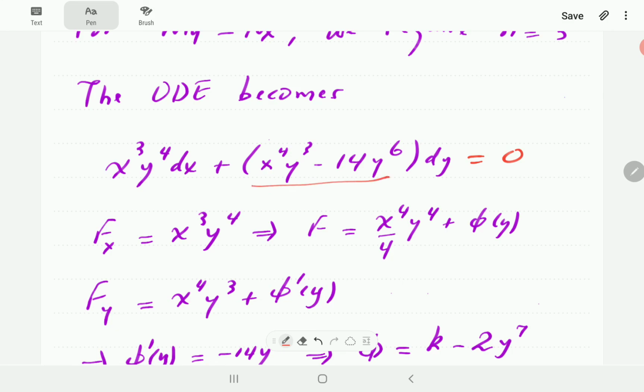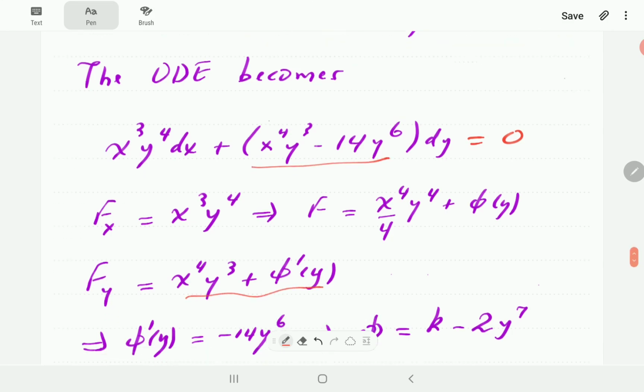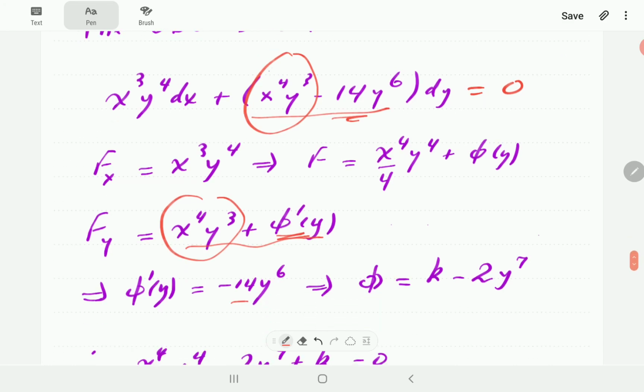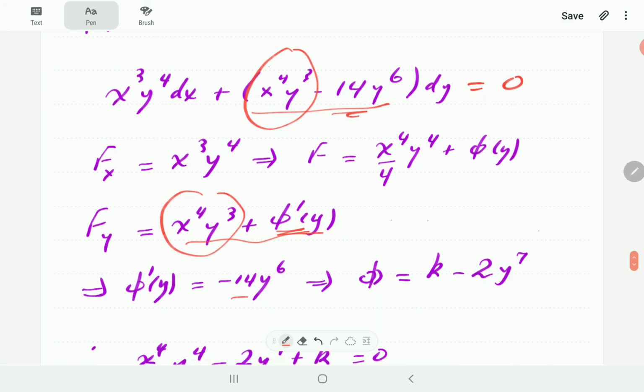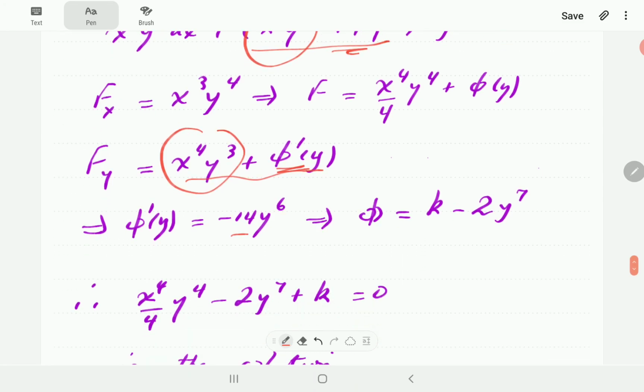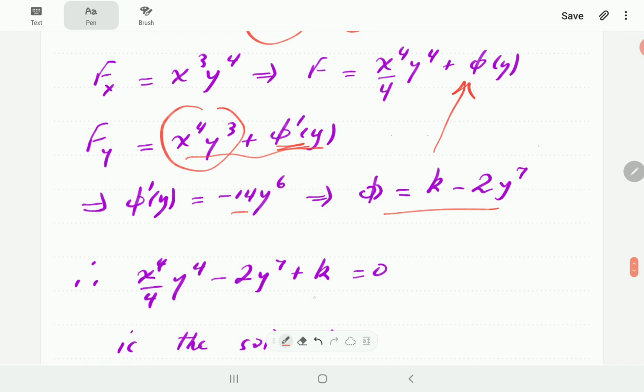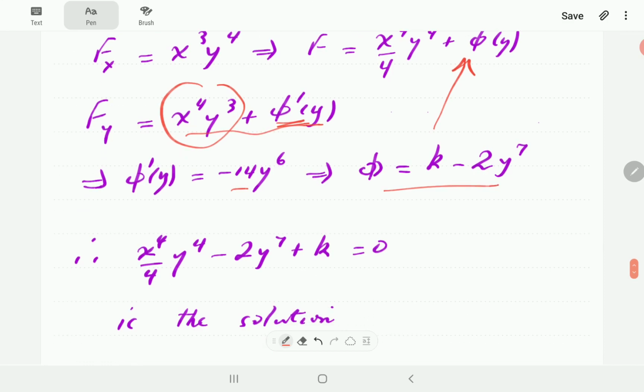Then we're going to compare with that. You can see that this term tallies up. So phi prime must be equal to negative 14y^6. Then if we integrate this, we get that phi is k minus 2y^7. Then if we take this and plug it in here and equate to 0, that gives our solution there.